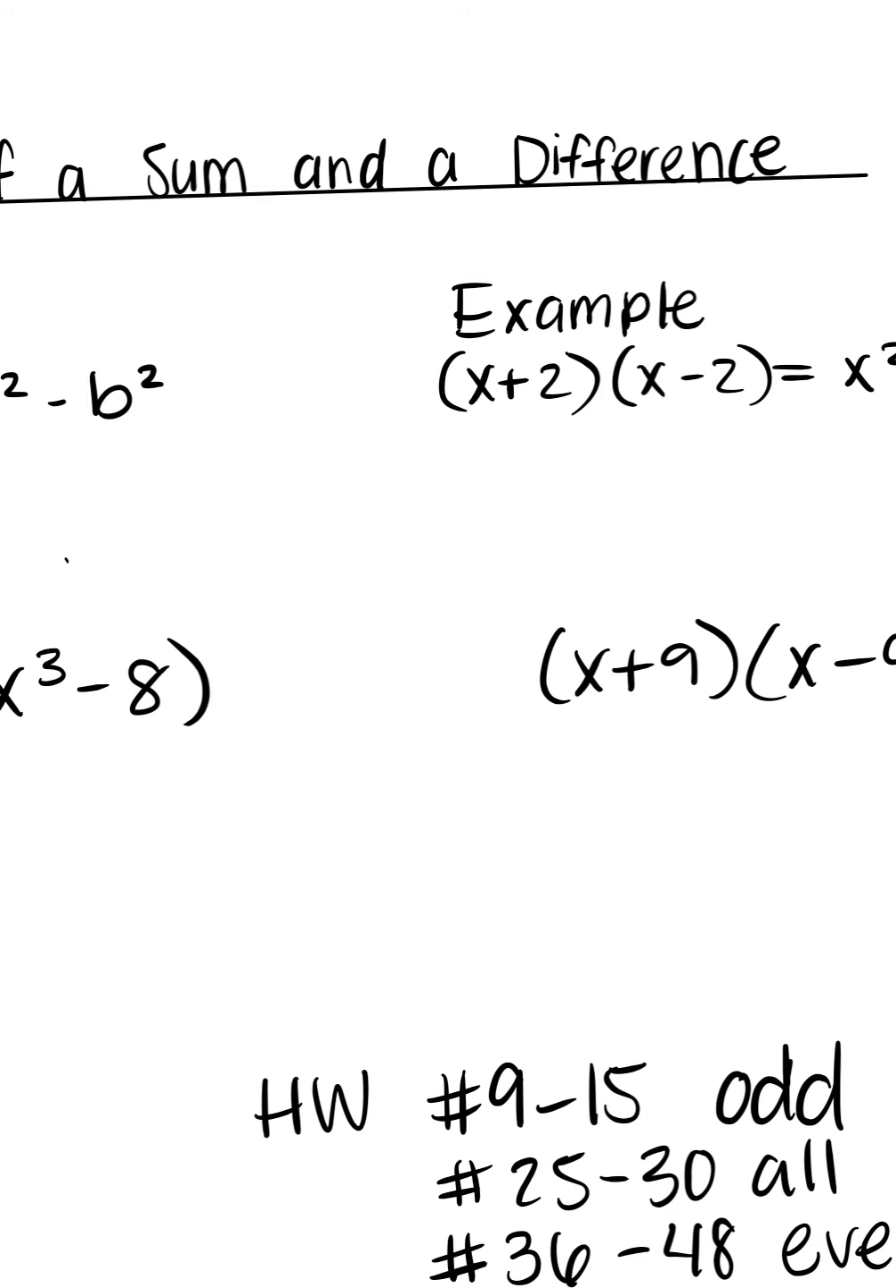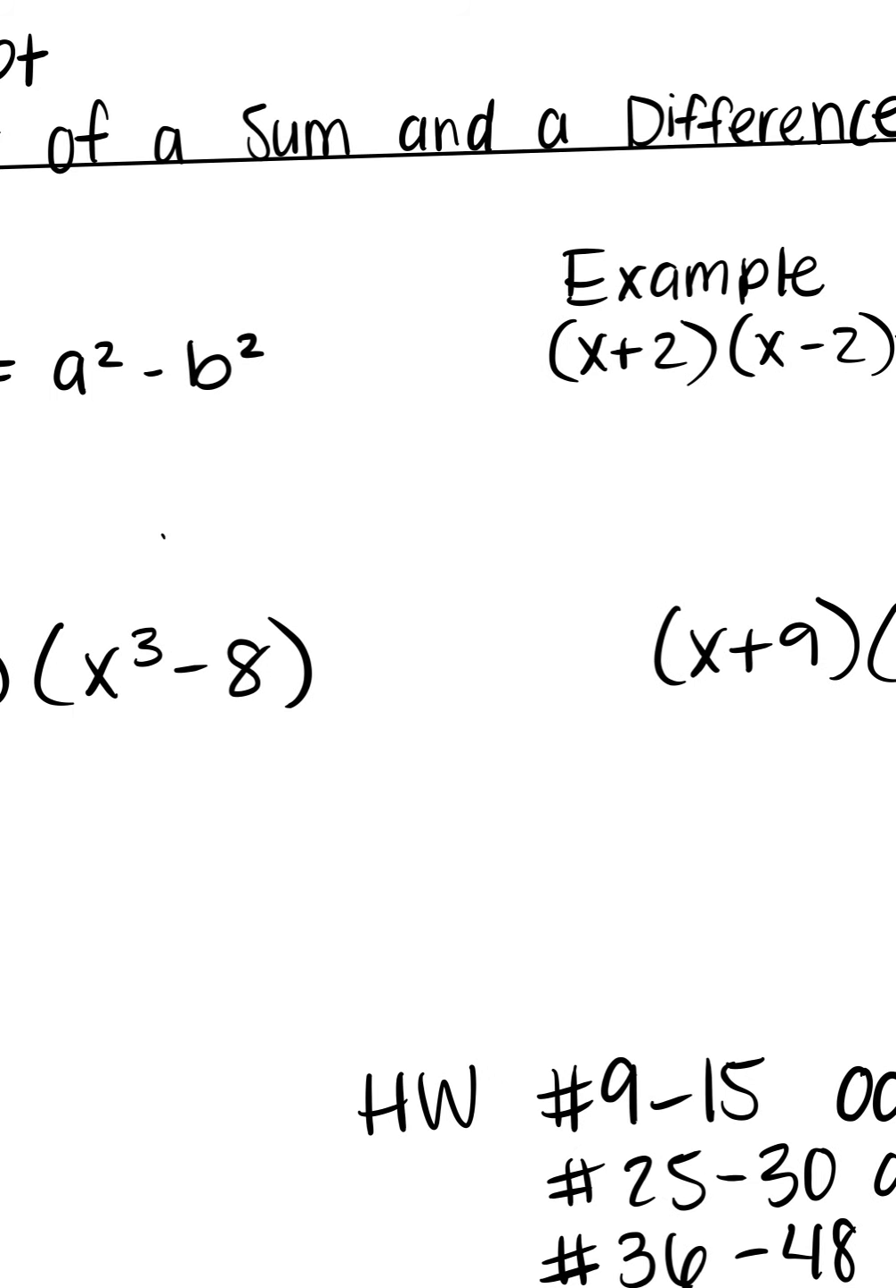Make sure you copy down the example as well. (x + 2)(x − 2) will give us x squared minus 2 squared, a squared minus b squared, which is x squared minus 4. And then copy down the first two examples: (x cubed + 8)(x cubed − 8), and (x + 9)(x − 9).